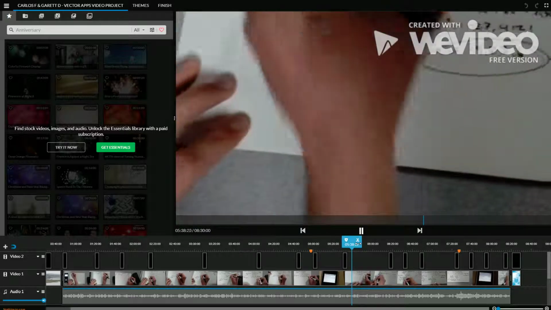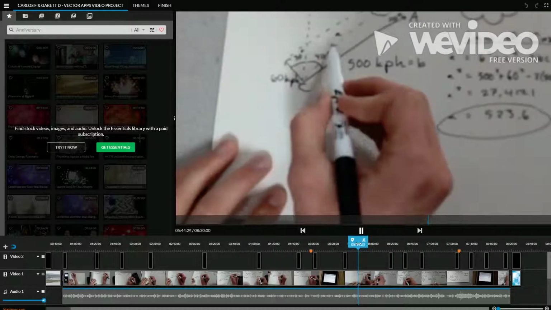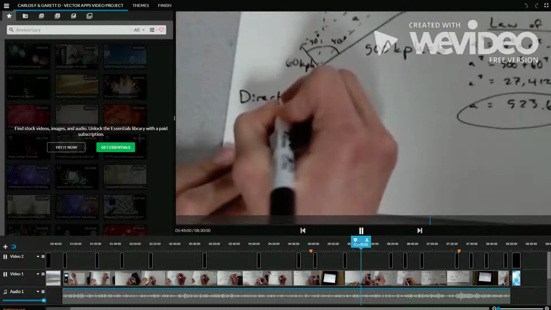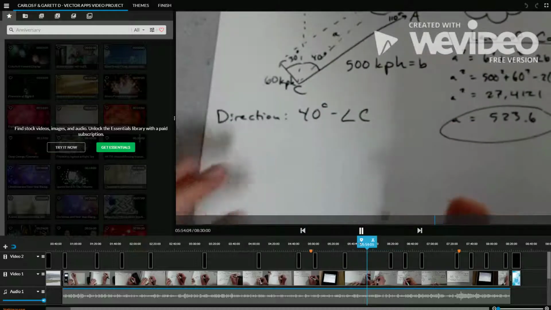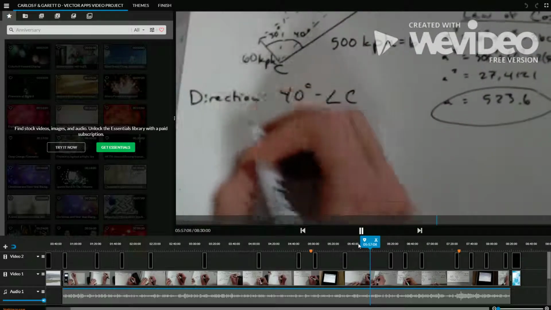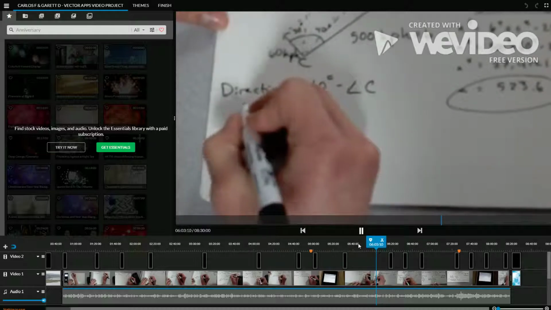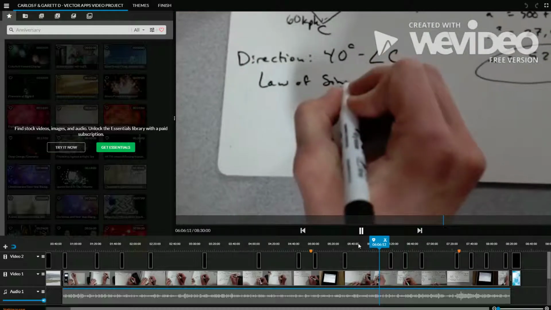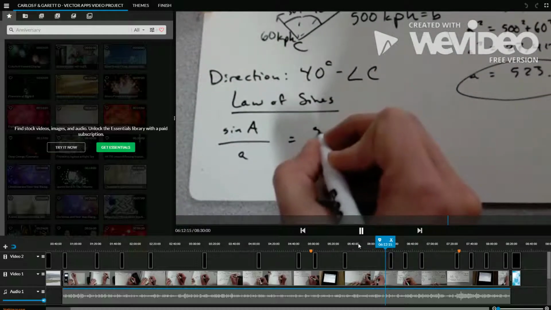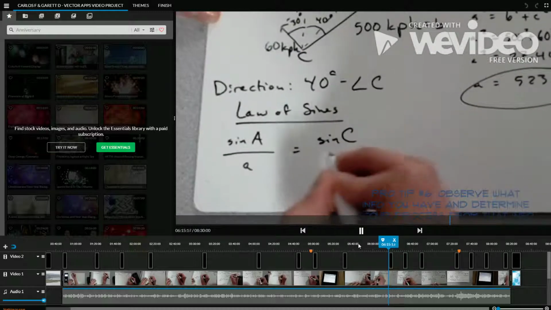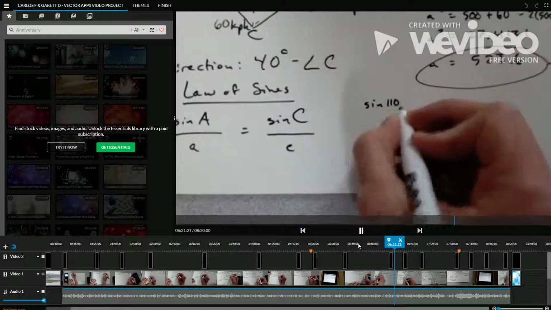Well, if we look at what we drew earlier, we can see that from due north to that 500 vector, it's going to be 40 degrees. So if we do 40 degrees minus angle C, we will get from due north the direction of the vector we just solved. And for this, we need the law of sines. So law of sines, and we know sine A over a. We don't know sine C, but we do know c. So we can solve for angle C using these values.